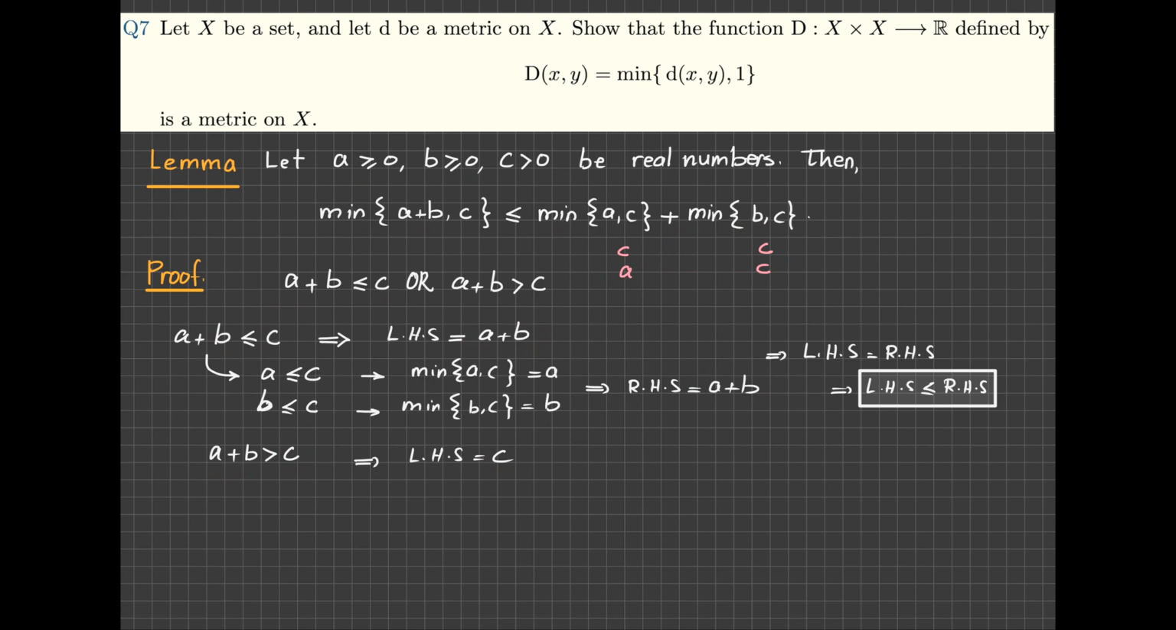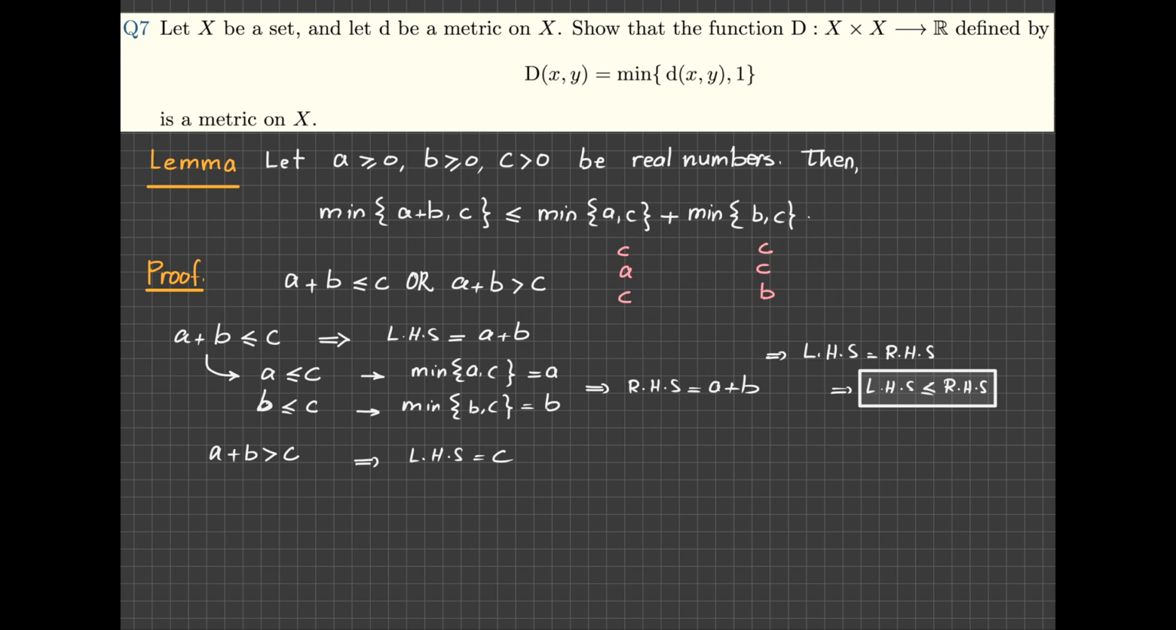Another possibility is that this is C, this is B. This happens when between A and C the minimum is C, and between B and C the minimum is B. But again, this right-hand side is the sum of these two numbers, and C plus B is again greater than or equal to C because I am assuming that B is non-negative. So you see that for these three possibilities, the right-hand side is either 2C or A plus C or C plus B. In all these cases, the right-hand side is greater than or equal to the left-hand side because the left-hand side is just simply C in this case.